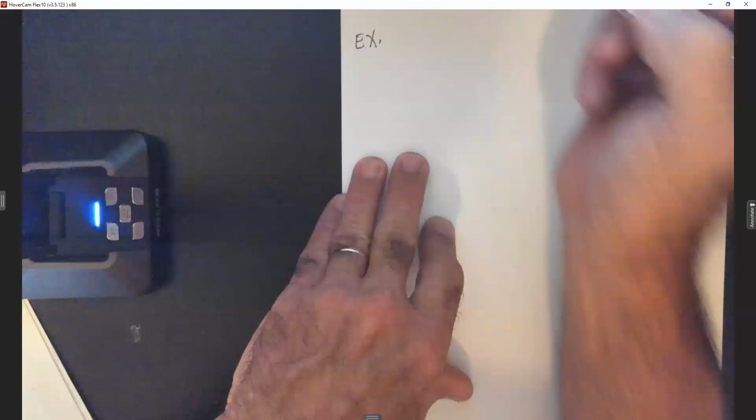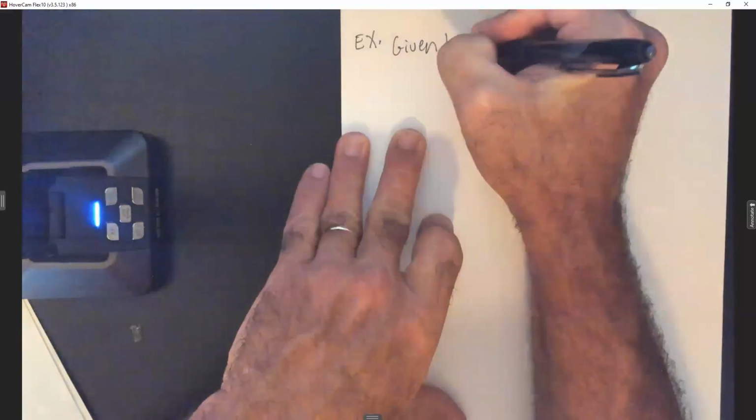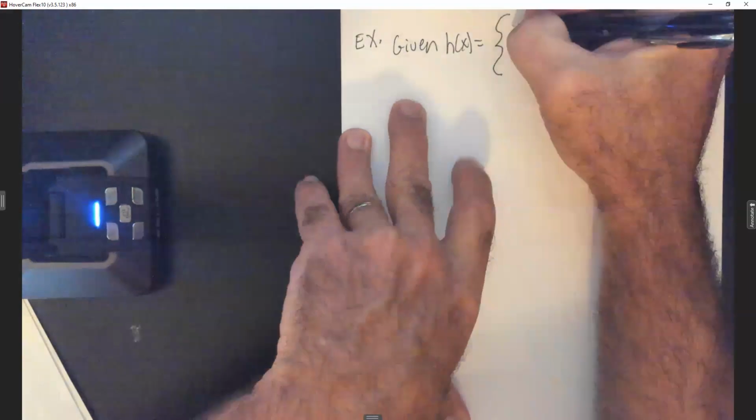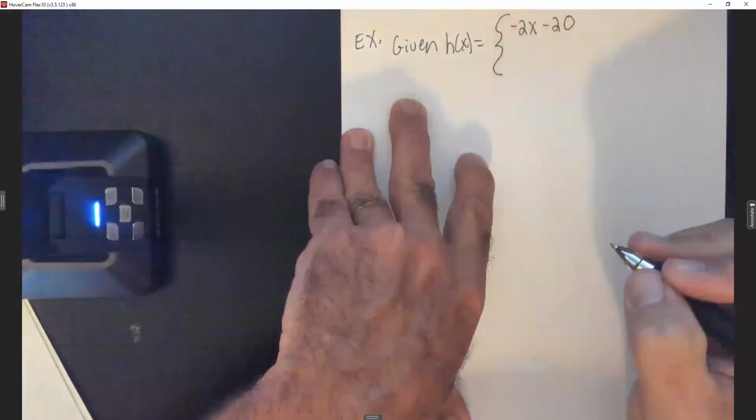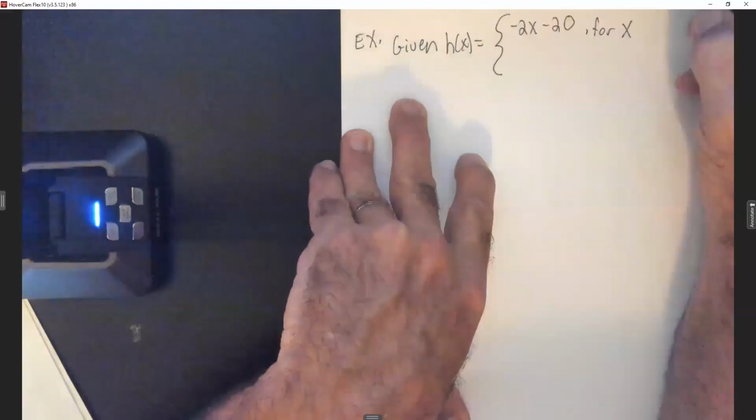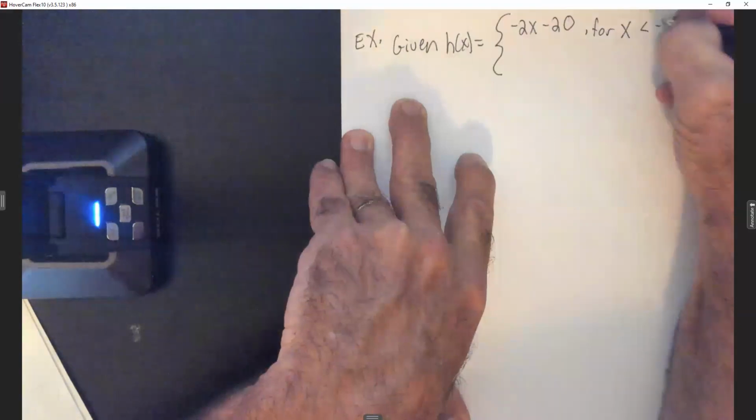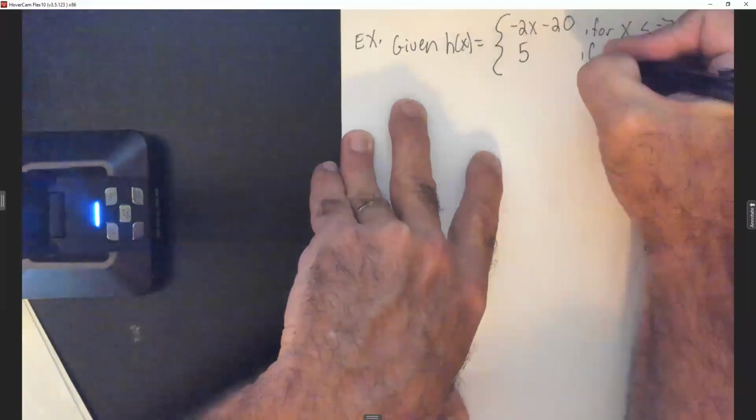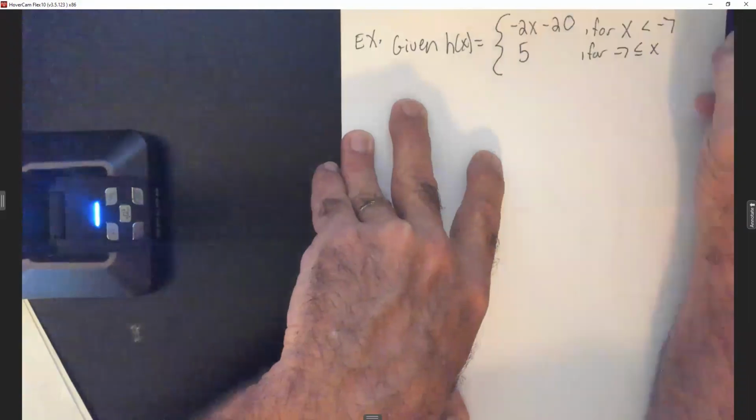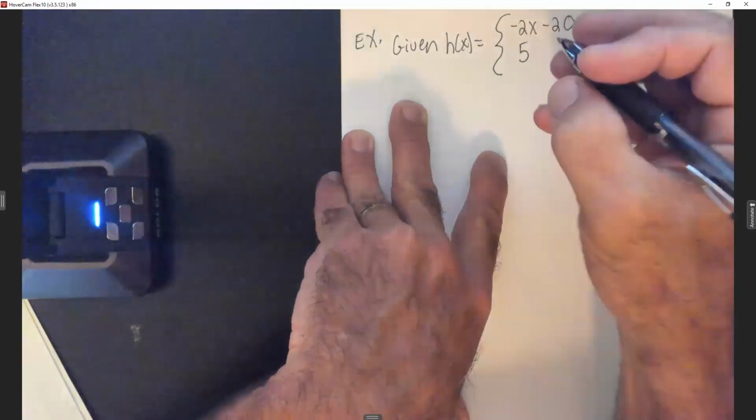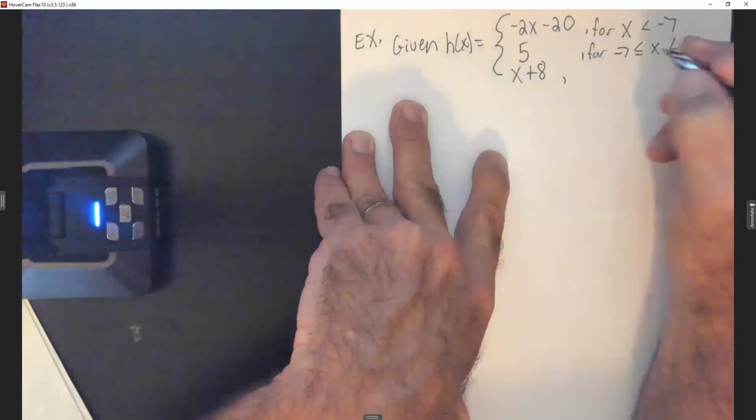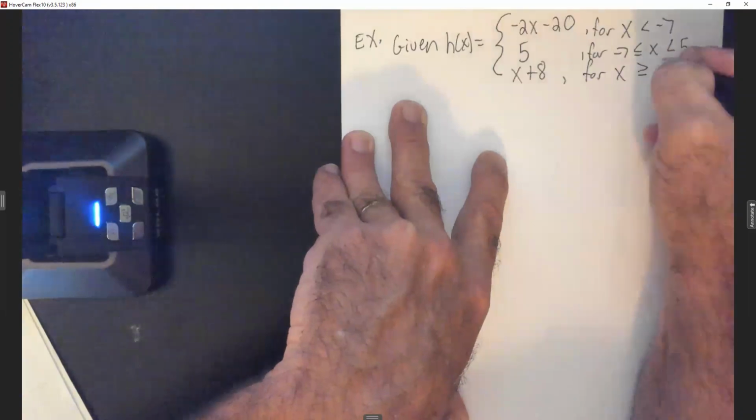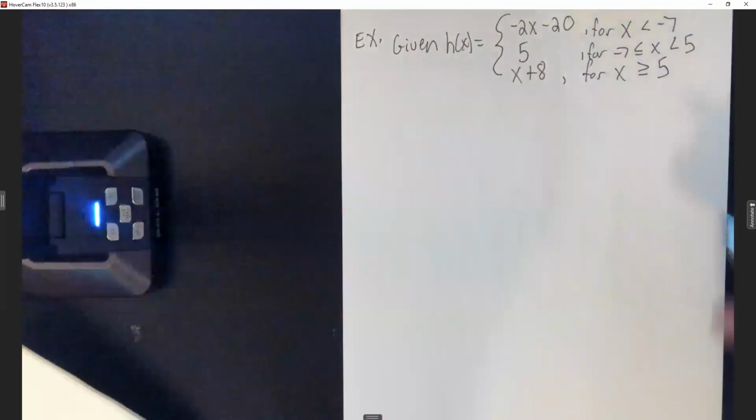All right, y'all, this last one, we're given h of x. So let's see, this one has 3 parts. It's negative 2x minus 20 for x less than negative 7. It equals 5 for negative 7 less than or equal to my x less than 5. And then it's going to equal x plus 8 for any x's greater than or equal to 5. So really on these, you got to watch which one's got the equals to them, okay?